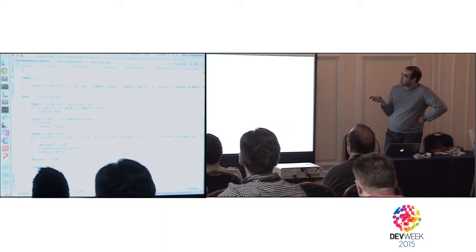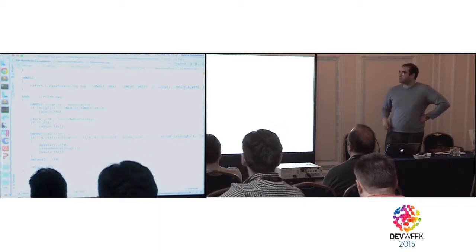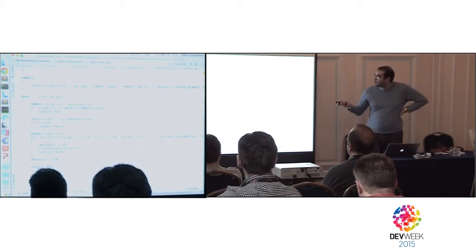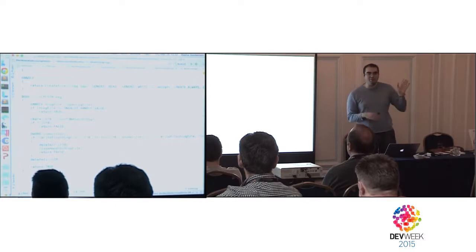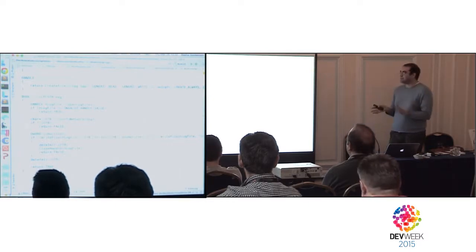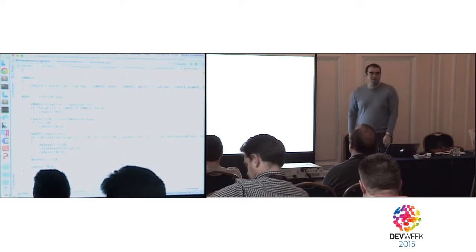Well, there's a function called log, which is supposed to log a message to a log file. And we open a log file, and then if we fail to open, we return true. I don't know why, but that's what the original code did, okay? It used to return true if it failed to open the log file.